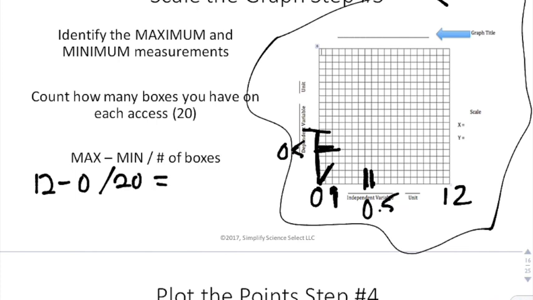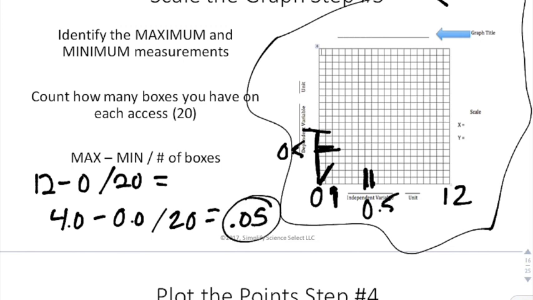Now, when you do that, you get 12 divided by 20, which is not a real nice number. So you may have to round it a little bit to make it a nice number for you to work with. But if you had 4.0 minus 0.0, which is the lowest grade you can get, each box would be 0.05, and that's a nice number because it goes 0.05, 0.1, 0.15, and so on. But 12 divided by 20 is going to be a messy decimal. So you want to make sure you work primarily in ones, twos, fives, tens, those sorts of things.